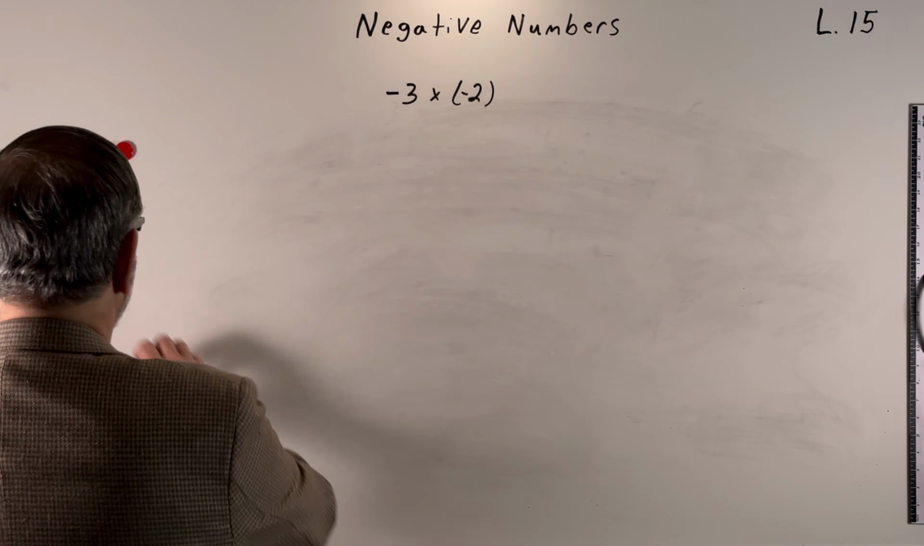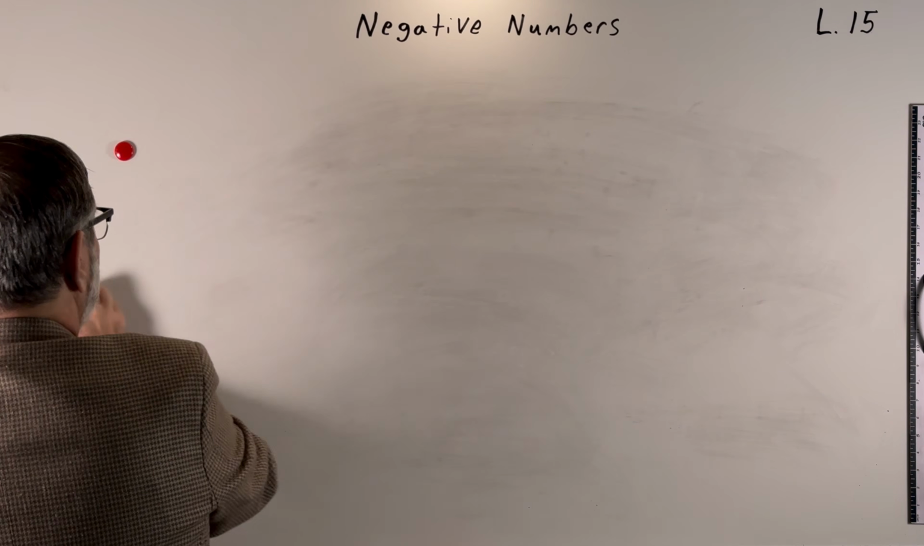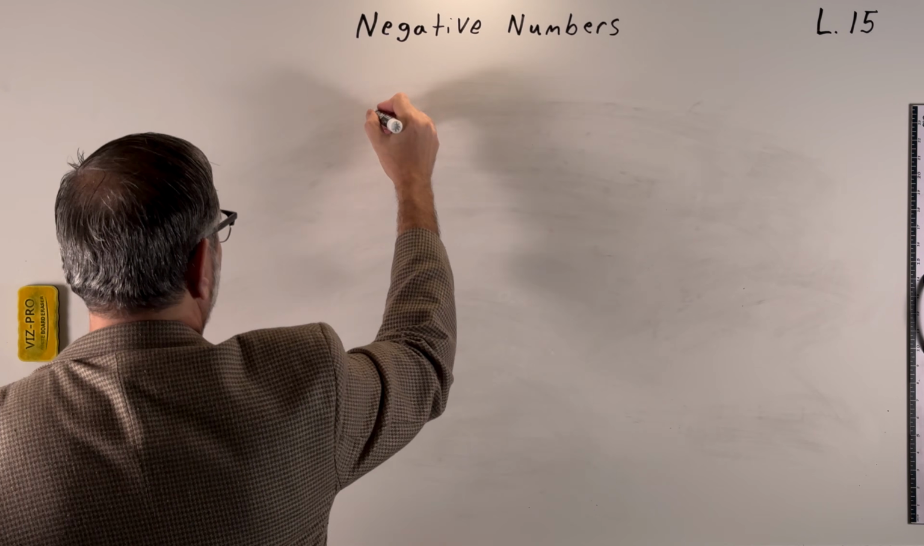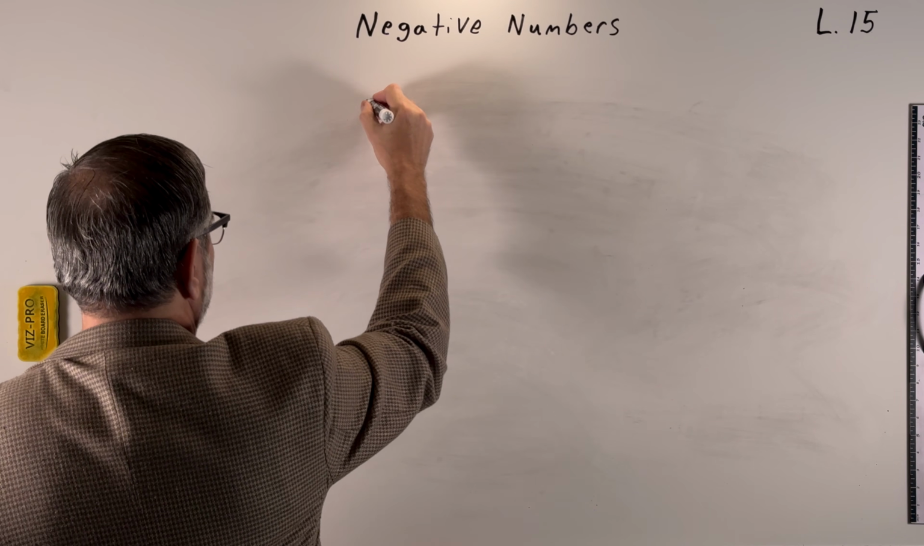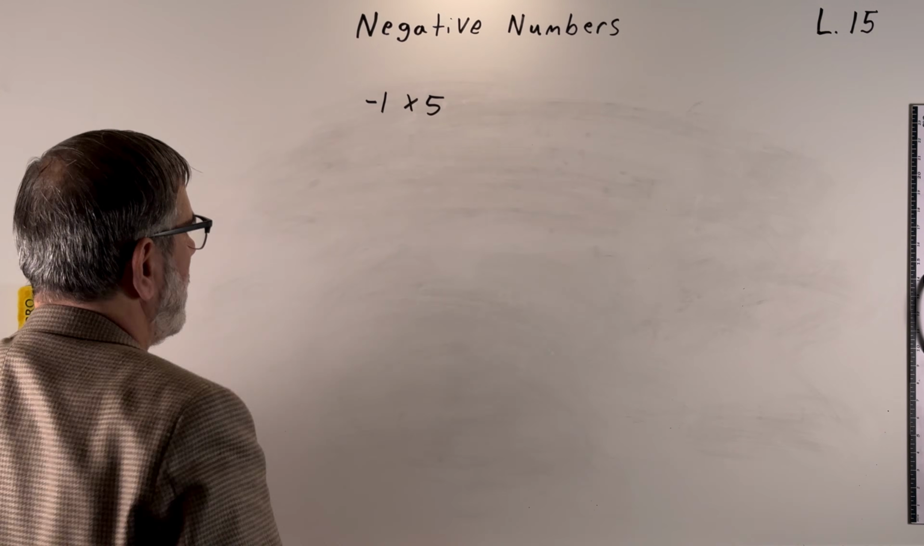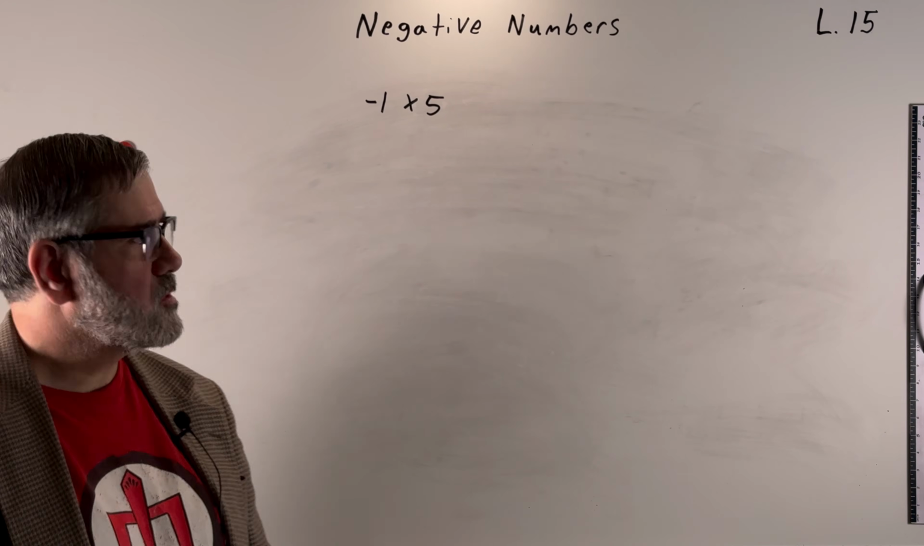But first, I want to explore a couple of little ideas here. First, let's try a really easy problem, shall we? What if I did negative 1 times 5? It's not hard, is it? What is negative 1 times 5?